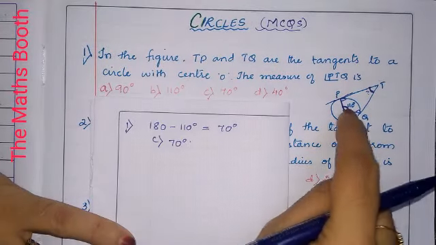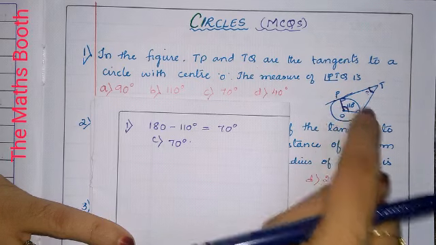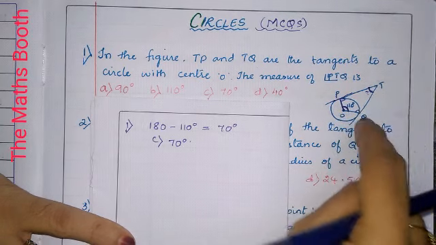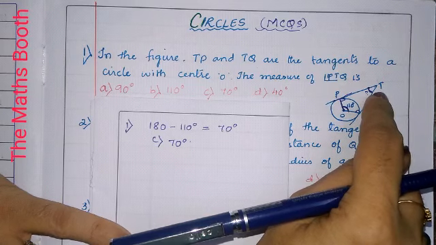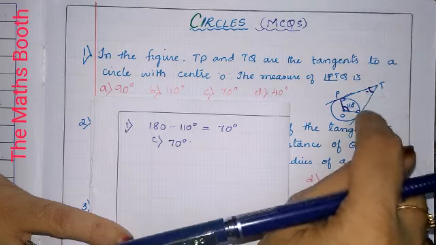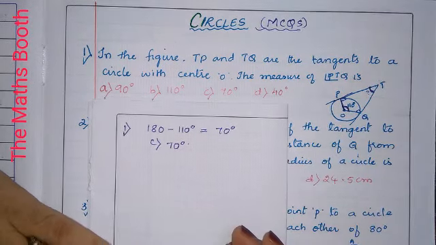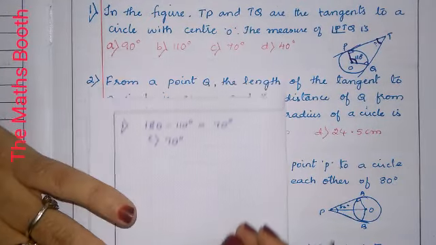Otherwise, you know that it is a quadrilateral: 90 plus 110 plus 90 plus PTQ is equal to 360. You can also do this, but it is the lengthy method. As we are solving MCQs, we should be very quick. You should do 180 minus 110. So let us see the next question, the second question.